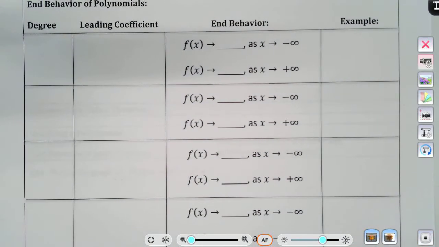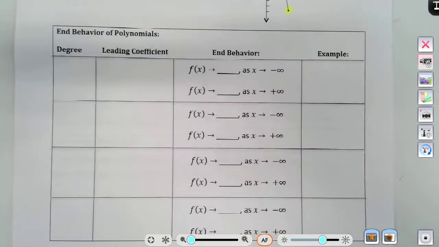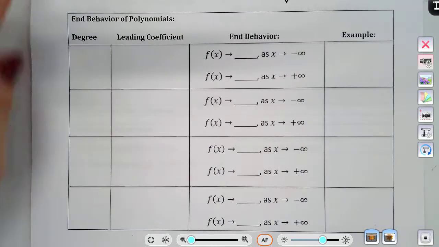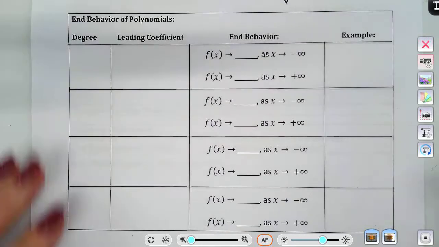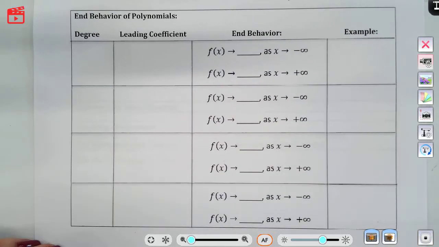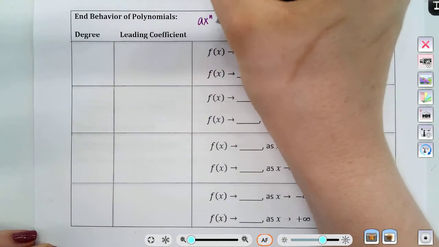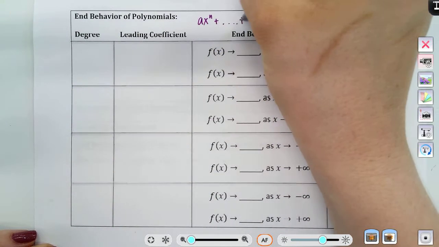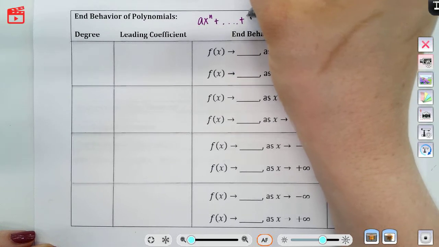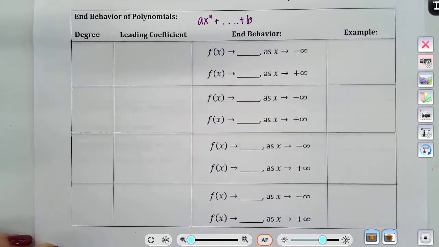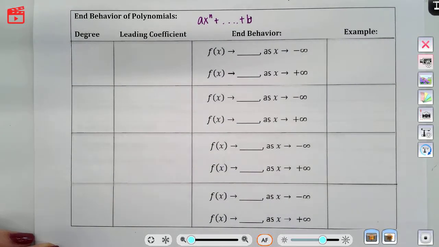Now there are four different options. Let me just adjust my camera. We have four different options for the end behavior of our polynomials. This is if we're looking at a polynomial like a x to some power n, plus, plus, plus, on until we end up with some constant, let's say b. Any polynomial like x squared plus 2x plus 3 would be an example.